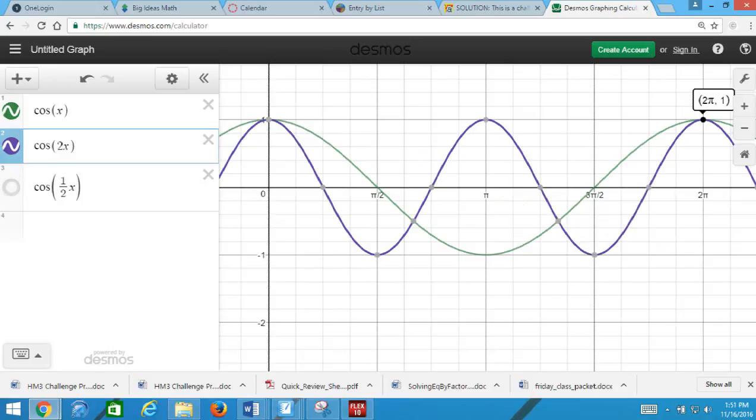Right. That's telling you how many cycles there are. So what we did with this blue one is it was stretched out over 2 full cycles, and then we took that and we just squished it in. Okay? You understand graphically what's happening between the green one and the blue one.